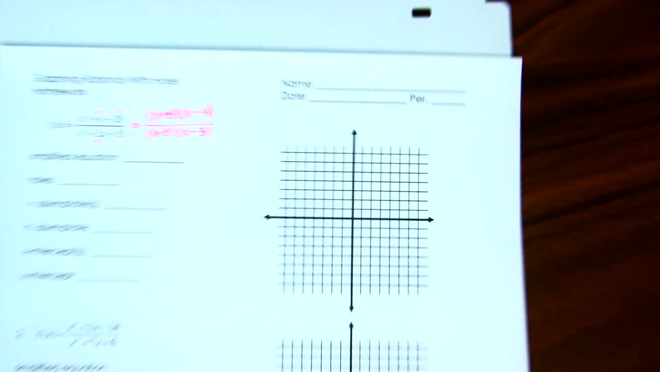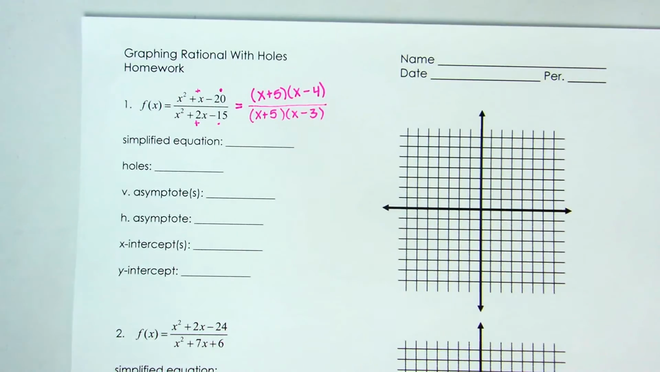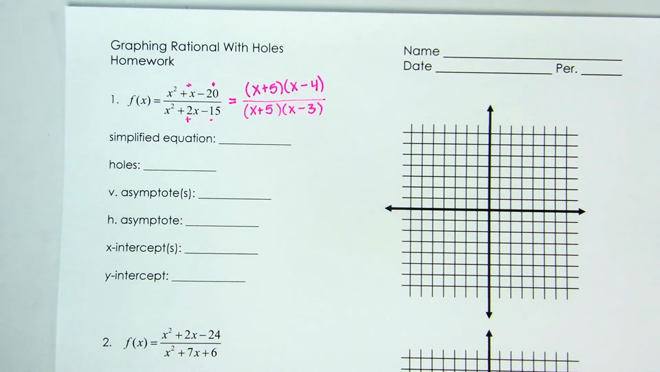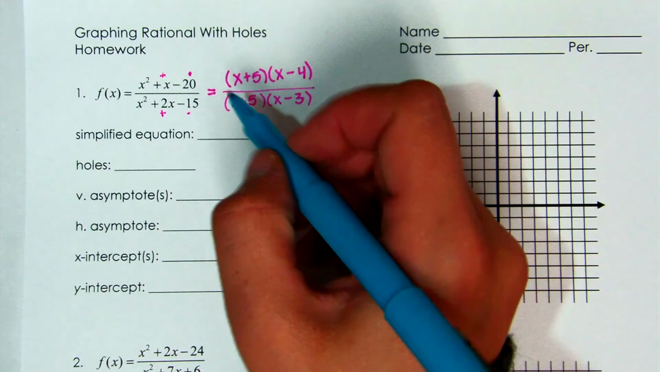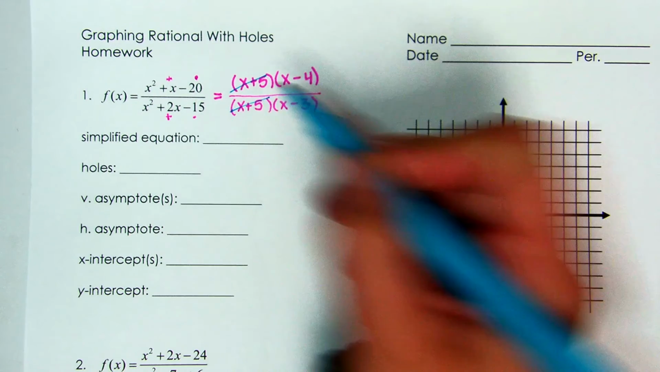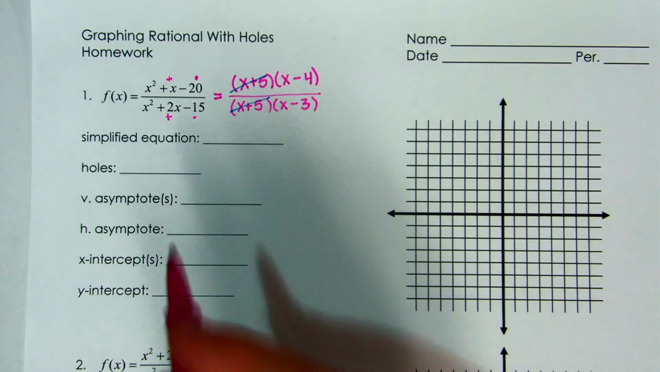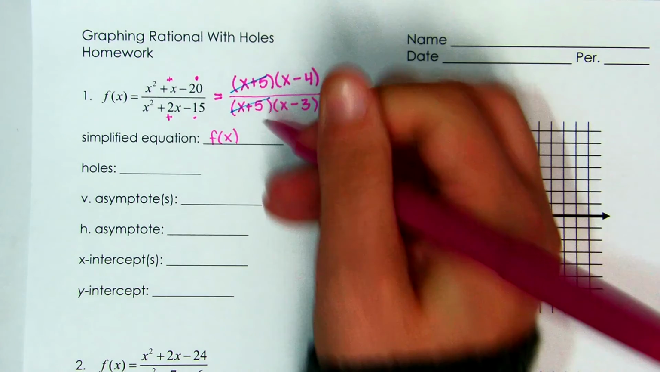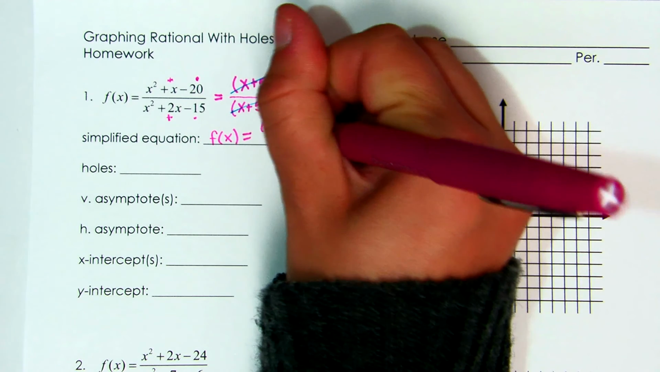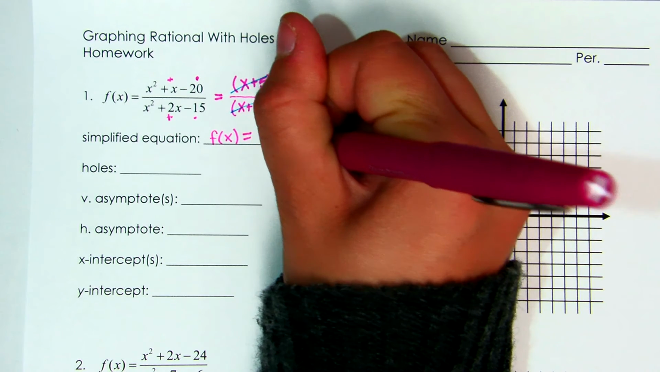So when I'm looking for something to cancel, sorry, that's very difficult for you to see. There we go. X plus 5 on top and bottom match, so they get to cancel. That's my canceled factor. So my simplified equation is just what's left over. F of x equals x minus 4 over x minus 3.